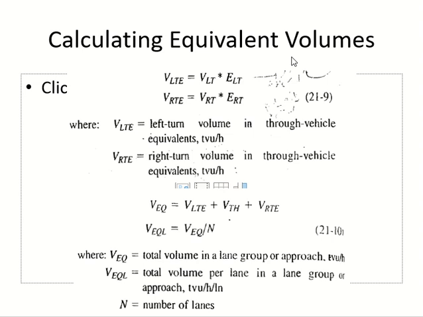And through means what? Straight. So you converted it to straight. And again, if you have right turning, take it, multiply with the factor, you convert it to straight. So everything is now straight. All vehicles are in straight units, through units. If I want to add them together, I can, because they are the same thing. If I want to compare between them, possible.